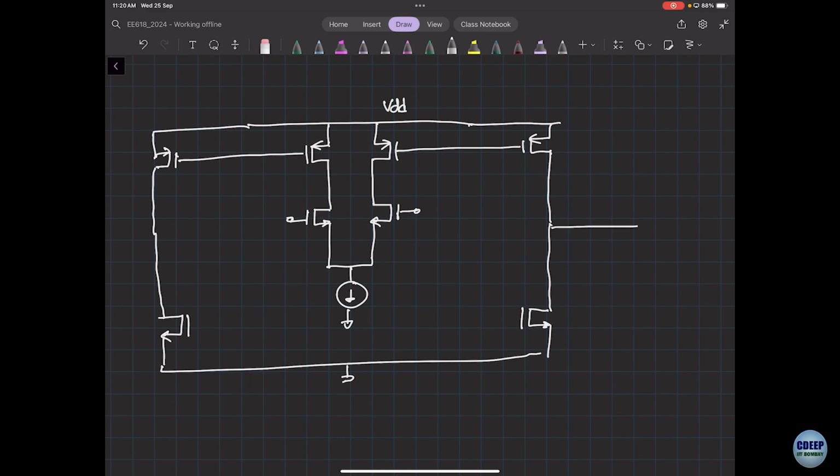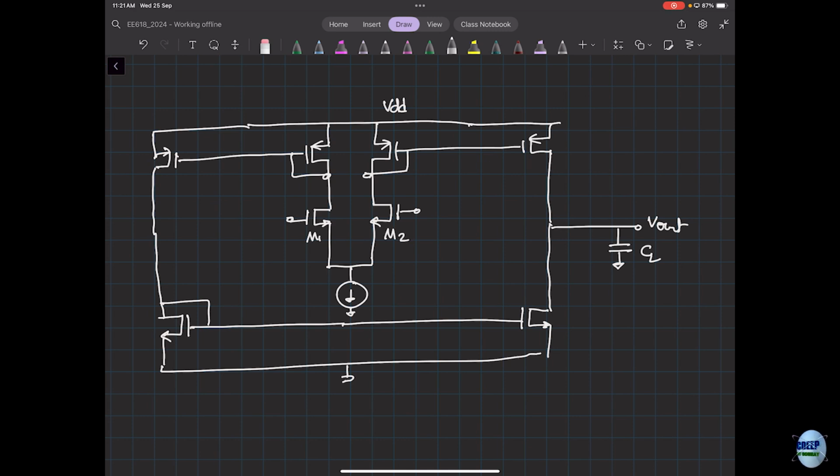All right, so this is my output here, and this is the capacitor CL. It's a one-stage OTA right now, and the gain will be gm times R. But I'm just giving you an example to start with. So let's say this is M1 and M2. If Vout is positive, then we reverse back. This is a positive input, this will be negative, this will be negative and this will be positive. So to go around the loop, it looks okay, right? This is a positive input. This is a negative input.